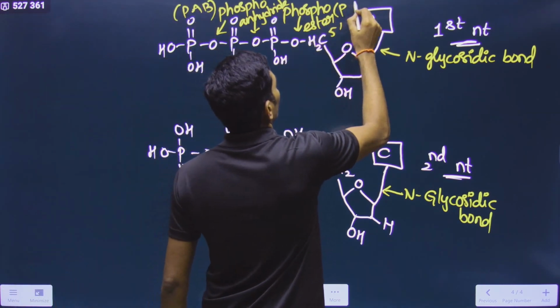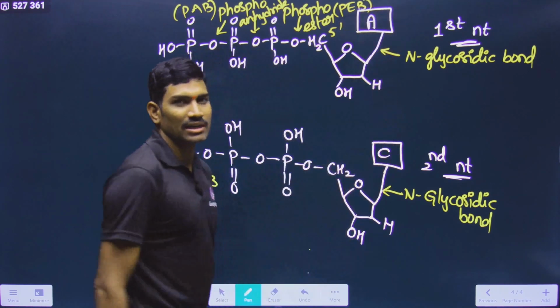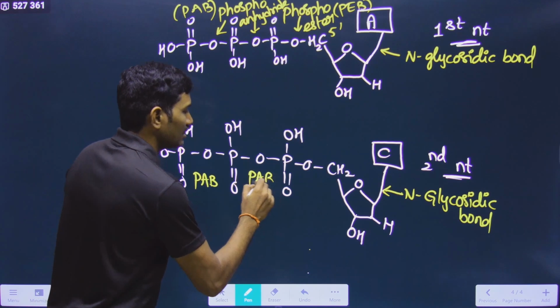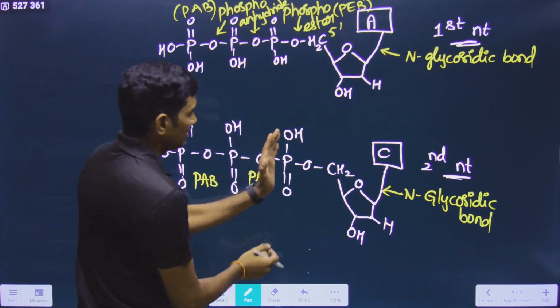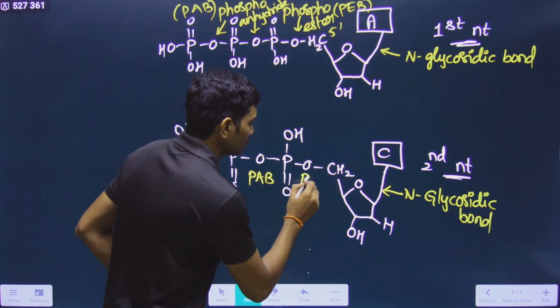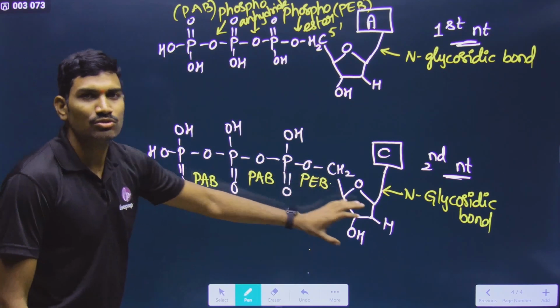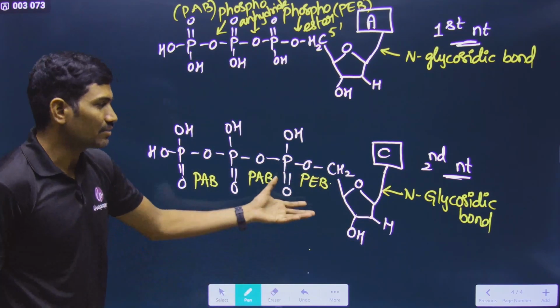This is phosphoester bond. PEB I am writing, phosphoester bond. This is phosphoanhydride bond. This is also phosphoanhydride bond, like this one only. And here between phosphate and sugar, what is this one? Phosphoester bond. This is how normally these nucleoside triphosphates are present.